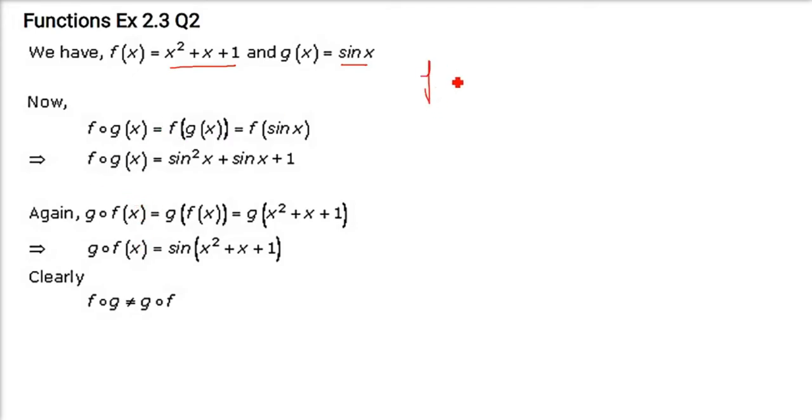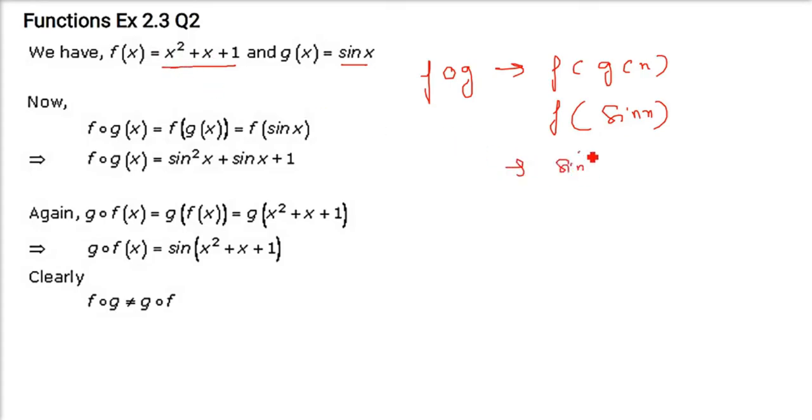So what is fog? f of g(x), that is g(x), just put this sin x here, and now take sin x and put it inside f(x). So sin x inside x square plus x plus 1. So you get sin square x plus sin x plus 1.